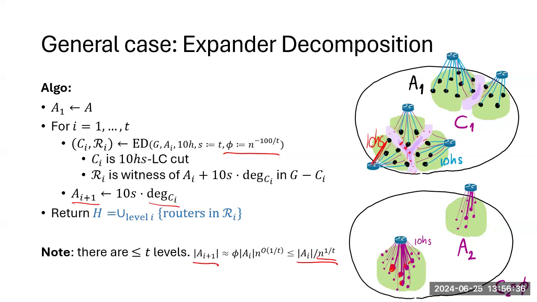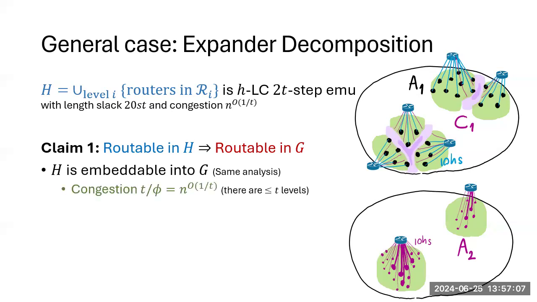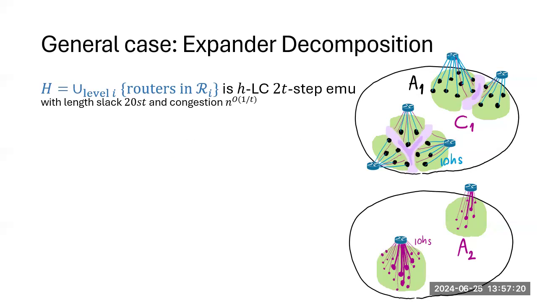So in general, there are t levels, but let's look at this picture and let's say there are two levels. Then why is the union of these routers good? Let's see why. So one direction is again easy, almost from the definition. Anything routable in H is routable in G because this H is just the union of these routers. And each level of the router, you can embed them simultaneously into the graph G. So the congestion is small. It's 1 over 5 now times T because there are T levels, but T is constant. And no length flag with the same analysis. So this is easy. Same proof.